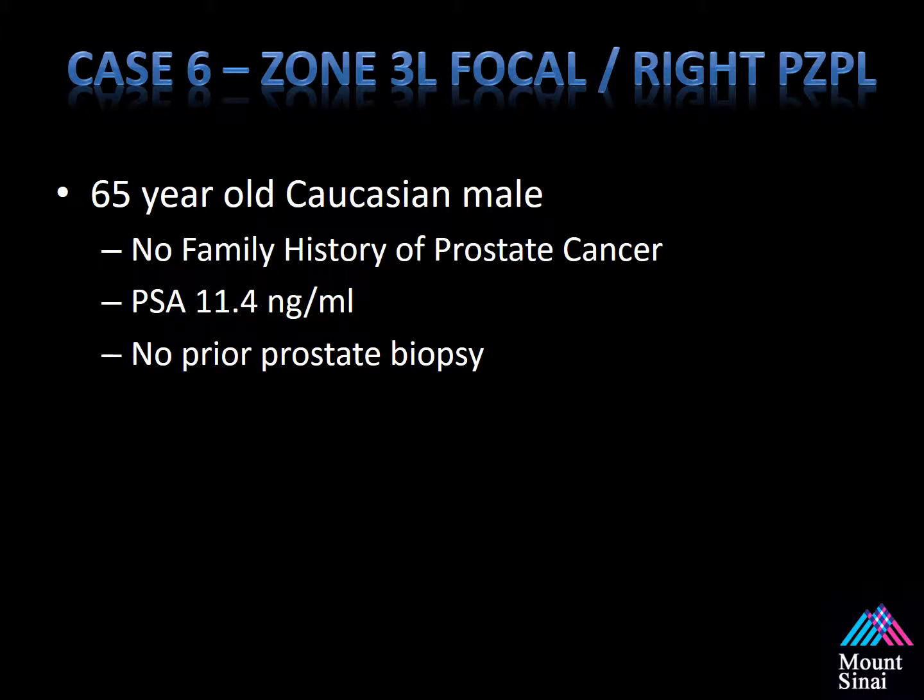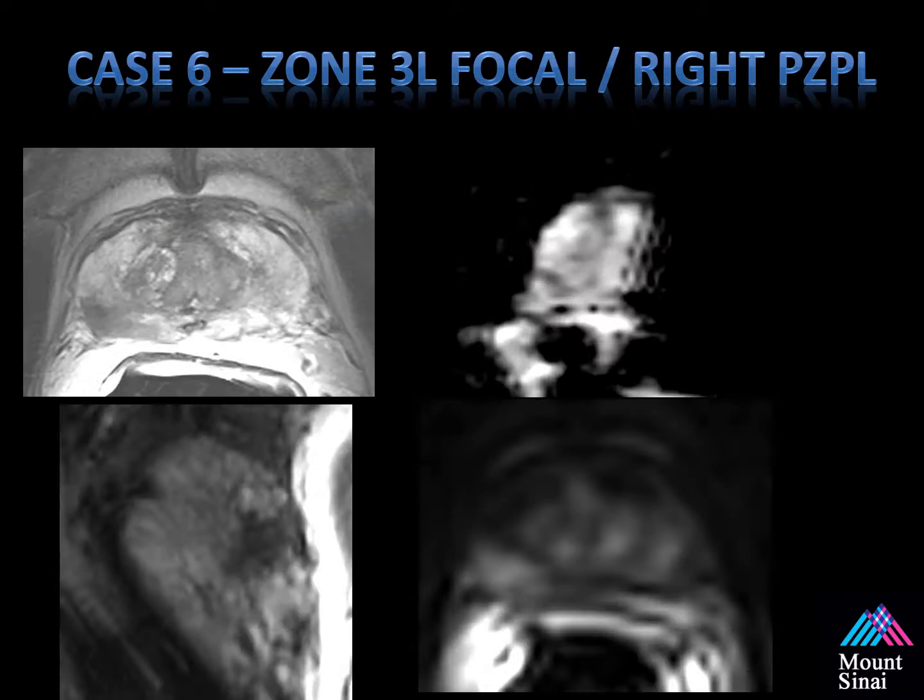Case 6, a 65-year-old Caucasian male with no family history of prostate cancer, with a PSA of 11.4 and no prior prostate biopsy. Looking up again, this is zone 3 or a right peripheral zone lateral lesion per the PIRADS 2 zonal anatomy. Now, you look at the film. Are you able to see the lesion yet? Do you see it on the sagittal or the axial T2s? Very clear, right? And some enhancement.